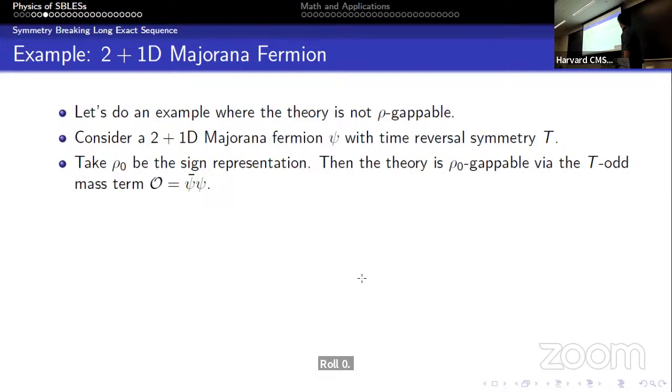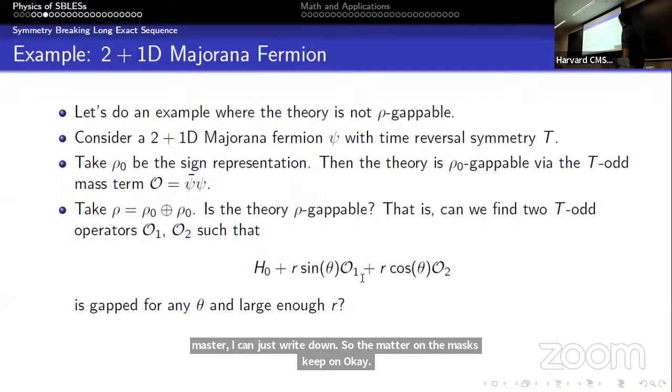Then this is actually rho gappable because I have this TR mass term, the Majorana mass, which is time reversal invariant. And that gaps it, with one side having negative mass and the other side positive. But now let's do something a little bit more non-trivial.